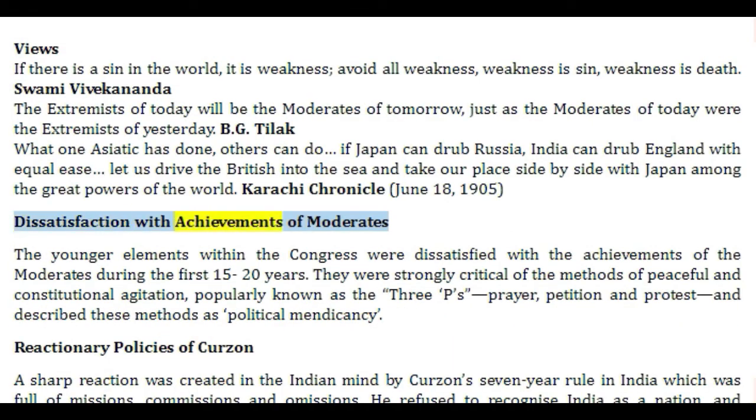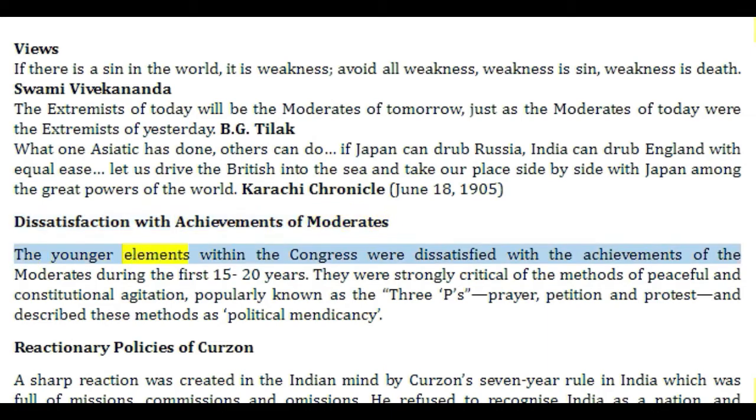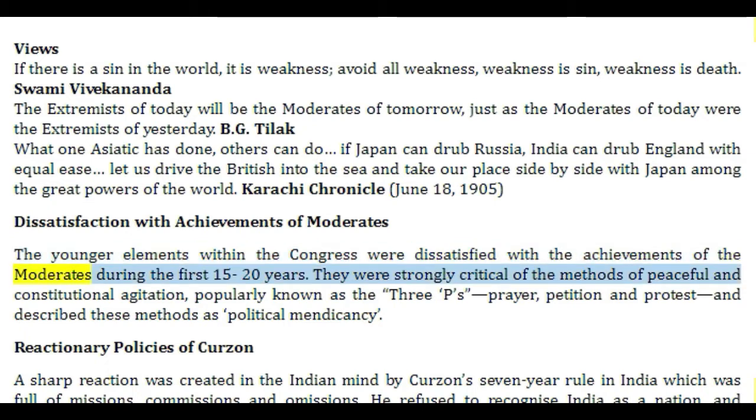Dissatisfaction with achievements of moderates. The younger elements within the Congress were dissatisfied with the achievements of the moderates during the first 15-20 years. They were strongly critical of the methods of peaceful and constitutional agitation, popularly known as the 3Ps, prayer, petition and protest, and described these methods as political mendicancy.